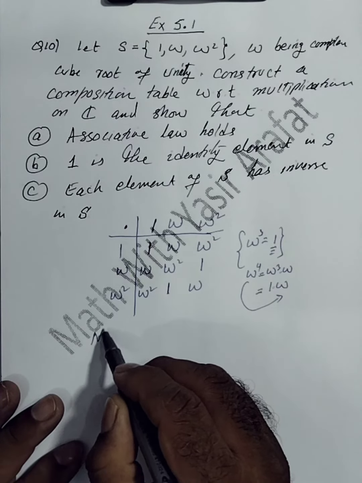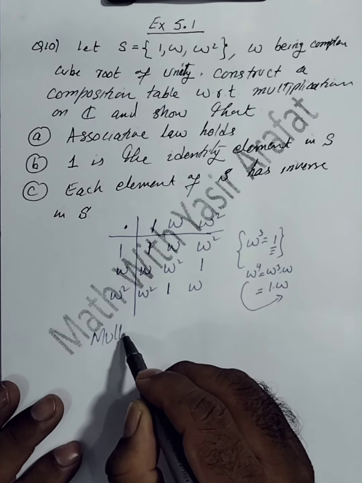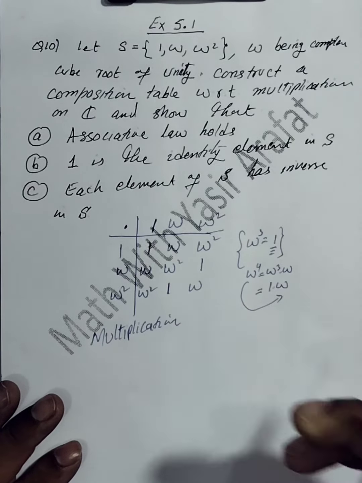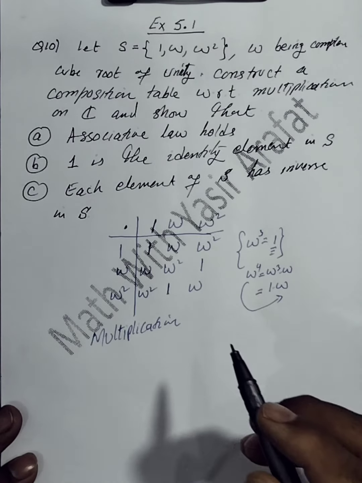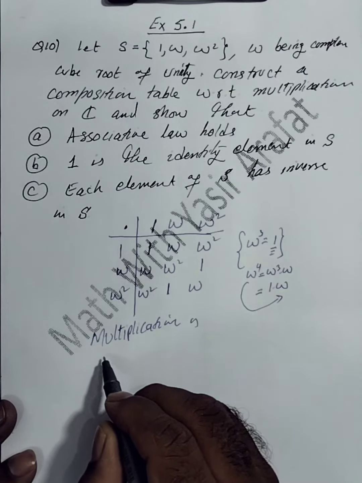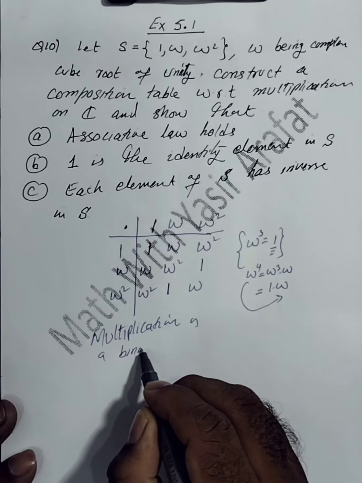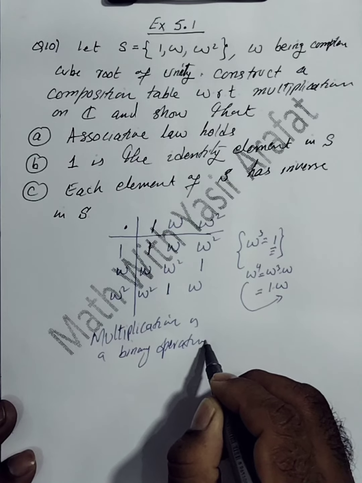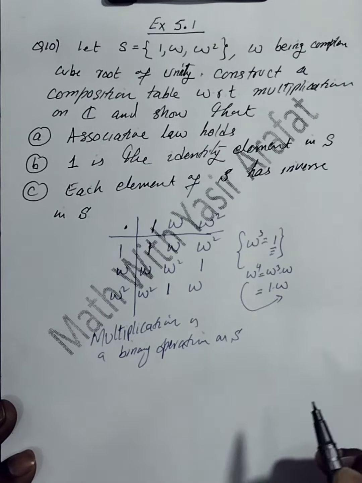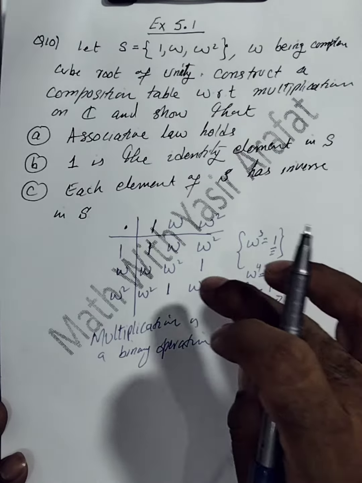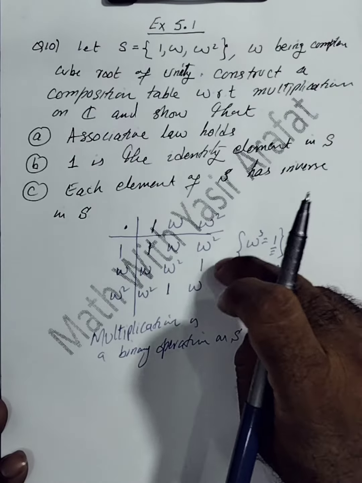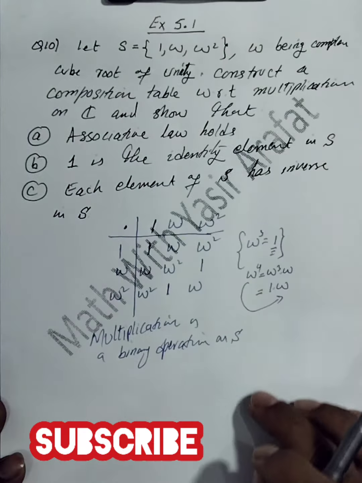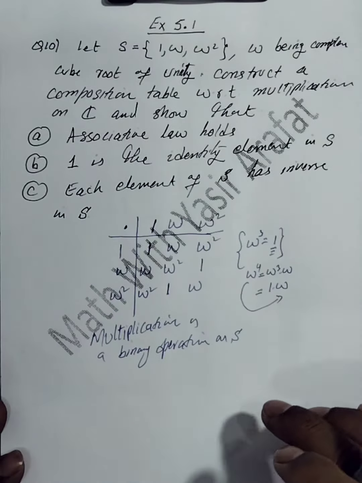So multiplication is a binary operation on S. Now we have proved that multiplication is a binary operation on S. This table is called the composition table as well as the multiplication table.